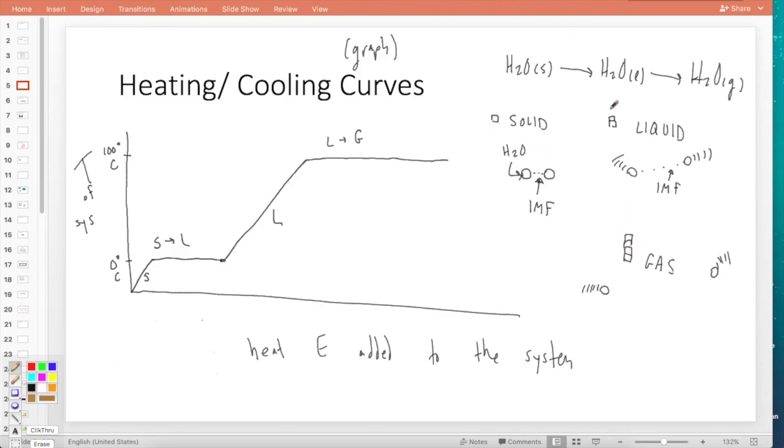So yeah, we're going to have to increase the phase energy of the system even more, the potential energy. I have to overcome, overpower, destroy the intermolecular attractive forces.